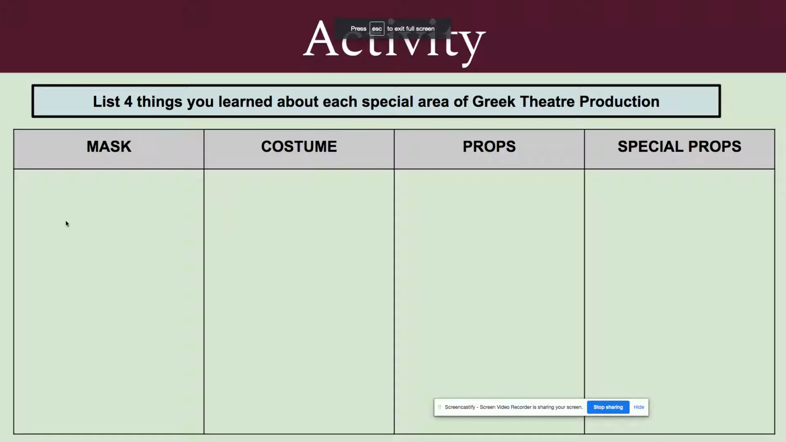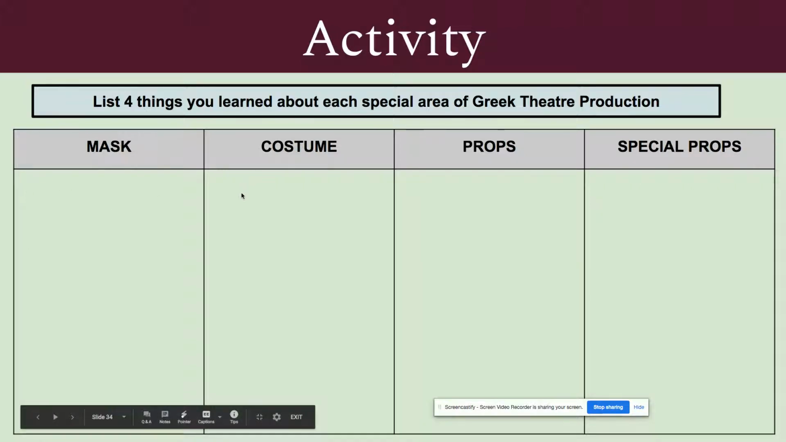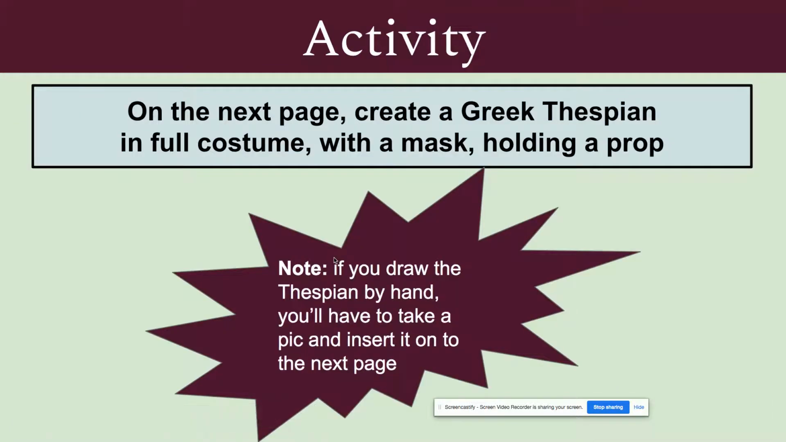The next slide is then going to ask you to list 4 things you learned about each special area. So you want to have 4 bullet points for mask, 4 for costume, 4 things that you learned about props, and 4 things about special props. On the next page, you're going to create a Greek thespian in full costume with a mask holding a prop. Now the note says if you draw this by hand, you need to make sure you take a picture and insert it on the next page.